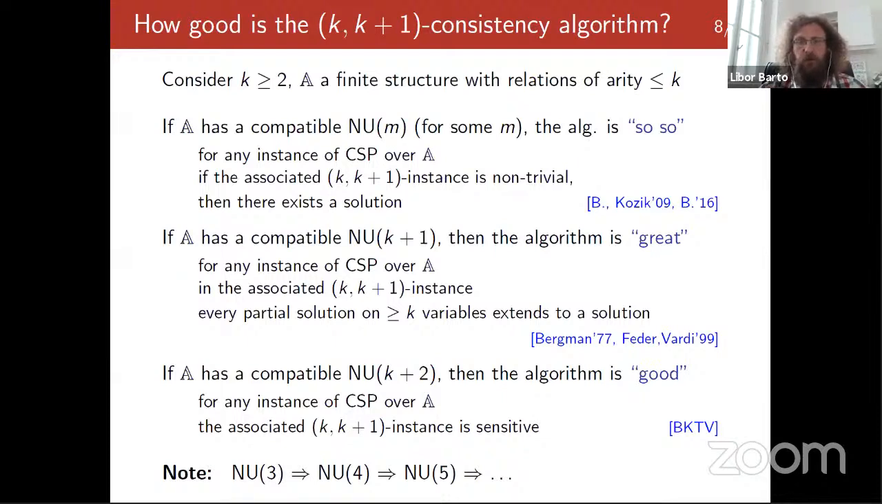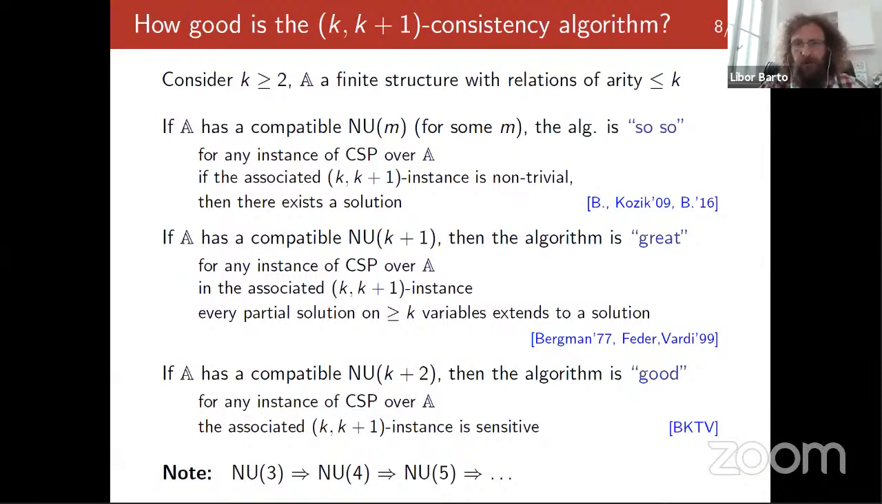The so-so, if the template has like some weaker or way weaker level of symmetry, then one can use it to detect whether the instance is solvable. Again, this result has exact converse, but with some other even weaker level of symmetry. And our main result implies that if the template is somehow symmetric, somewhere in the middle of these two, then the algorithm is good. So any instance after performing the consistency checking is sensitive. So every tuple plays a role.